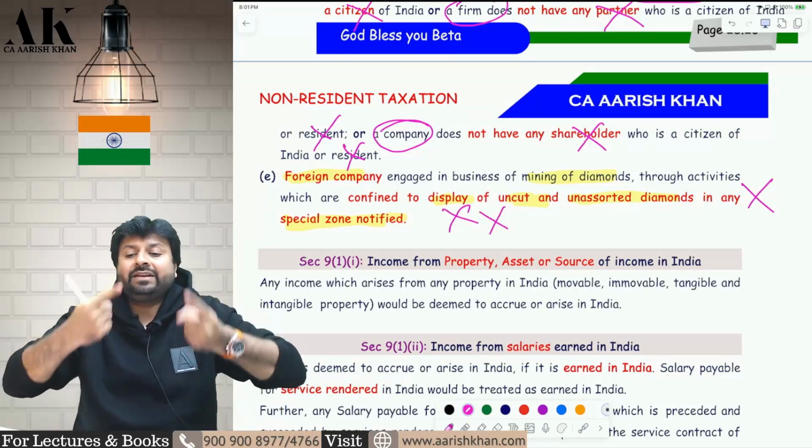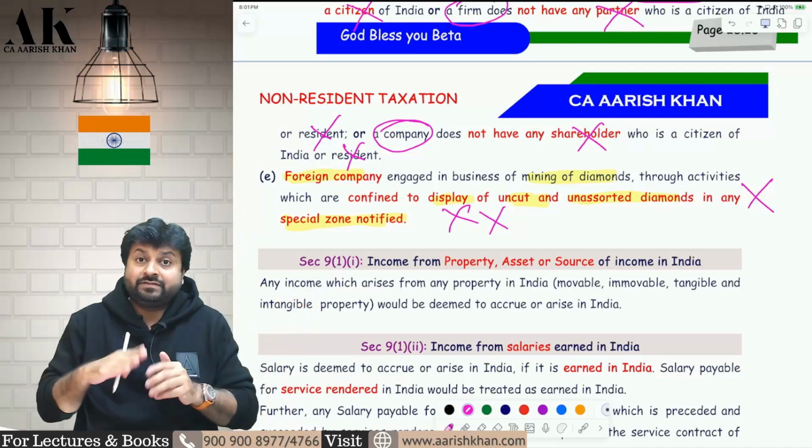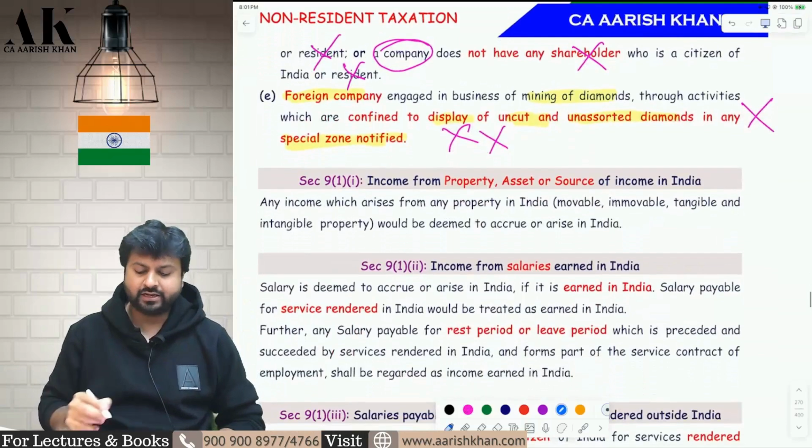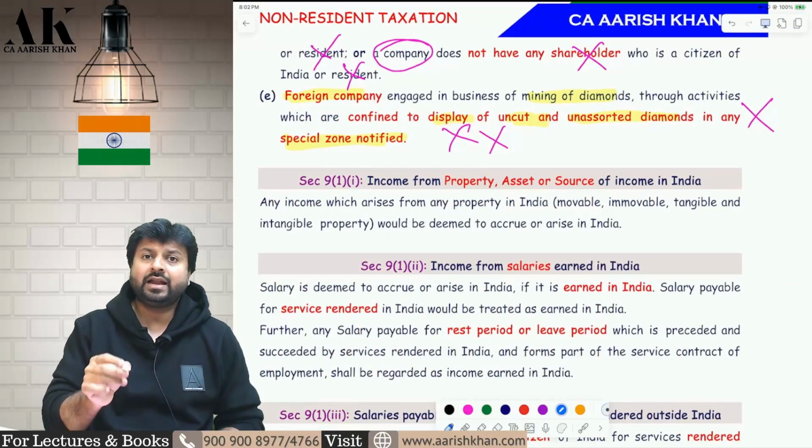If they restrict their activity to display, then it is not subject to tax. If they go beyond display, then it will amount to business connection. This completes the business connection. Now let's talk about house property and IFOS income.